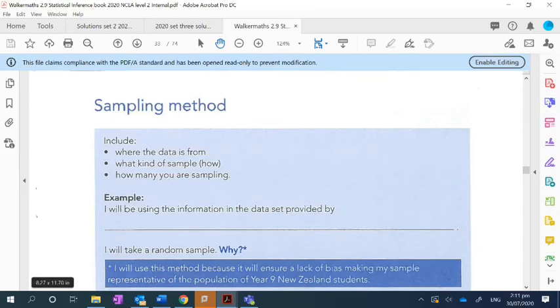Then, another example. I'll be using the information provided by blah, blah, blah. Put it in. I will take a random sample, and I will use this method. Why? Because it will ensure a lack of bias in my sample representative of the population of Year 9 New Zealand students. Now again, this is an example, right? But notice the things. Why are you going to use that method? Specifically, you need to mention lack of bias.